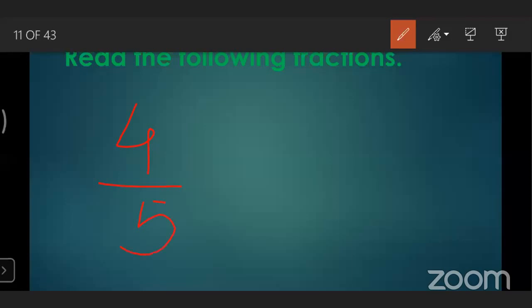Let me ask some more examples. Can you read this? 4 upon 5. Very good. Very nice. Next sum. 7 upon 8. Yes, very good. It means that you can read the fraction very well. Very nice, students.